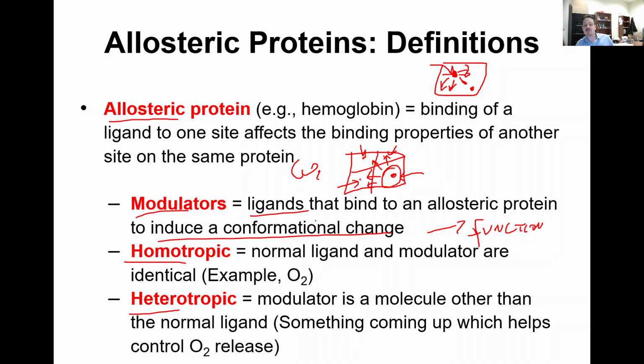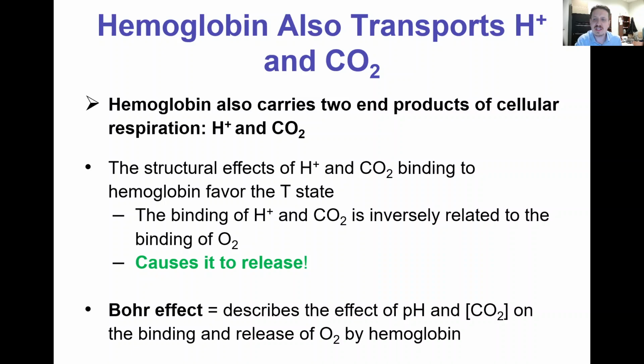CO2 is released by respiring tissues. It binds the hemoglobin, causes a change from the R into the T state, and that causes the affinity for oxygen to decrease. The Kd increases, and thus it is a heterotropic negative allosteric modulator.